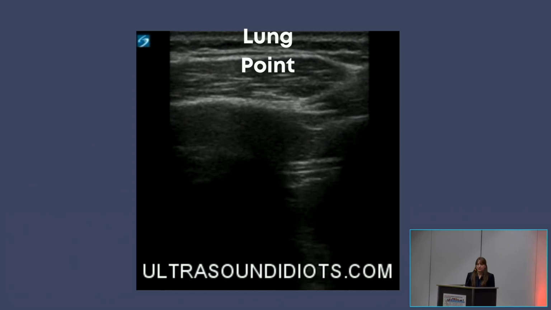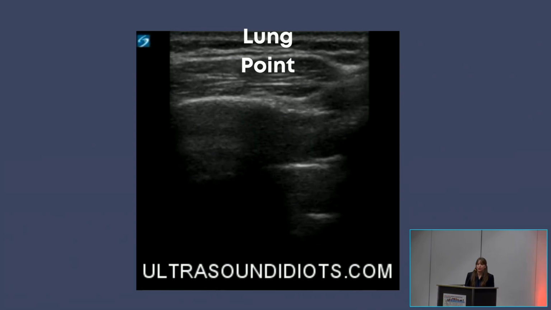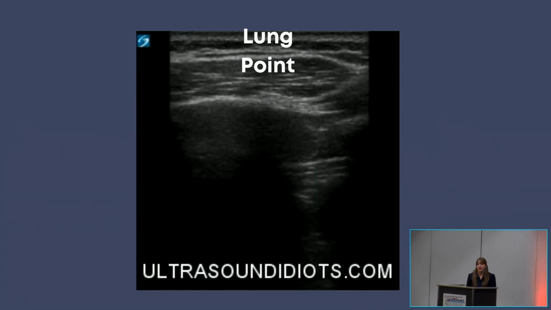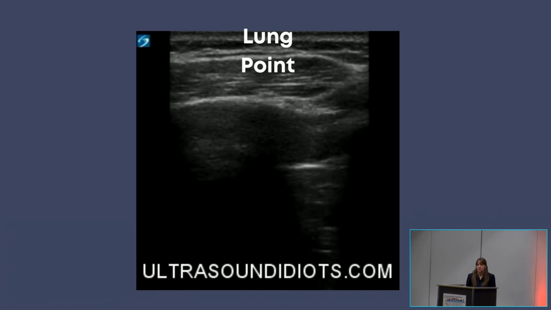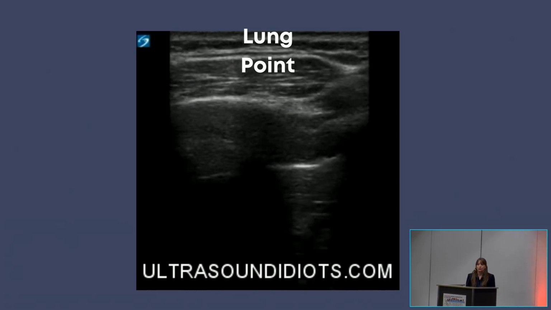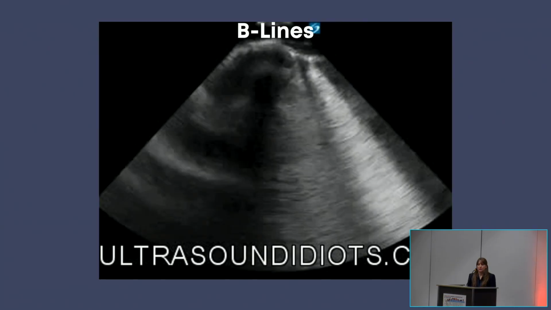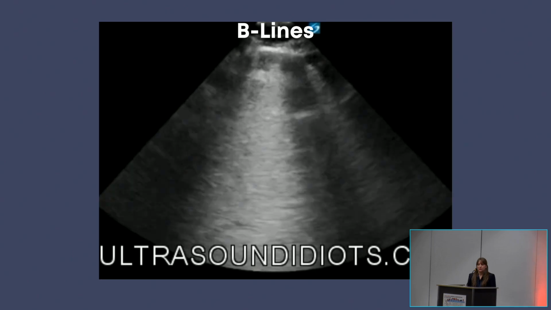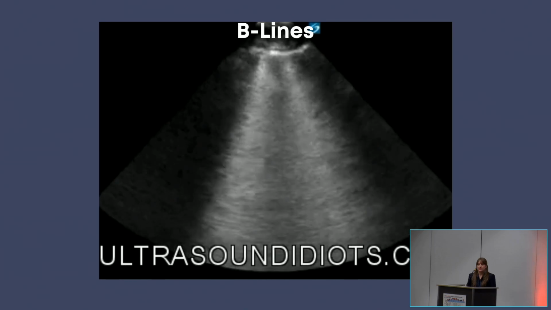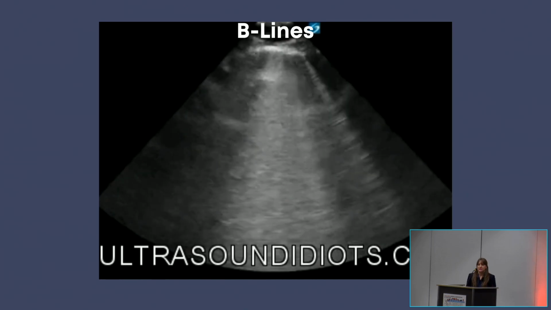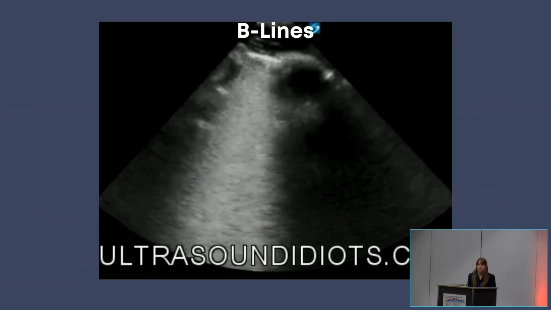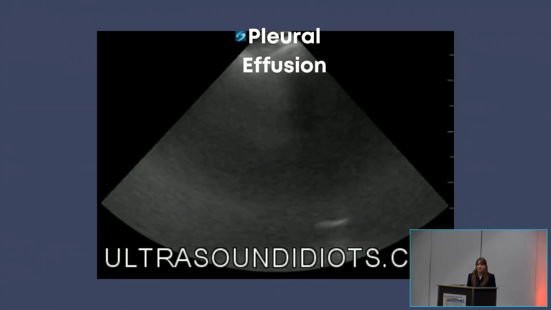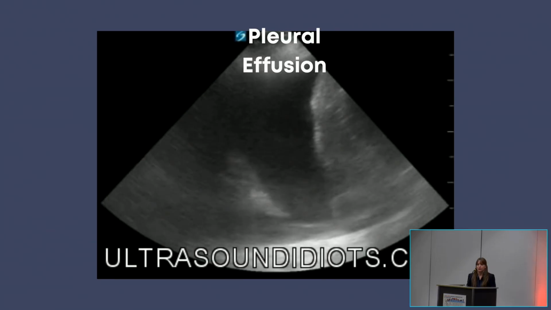And this is just an example of a lung point. If you suspect someone has a pneumothorax and you see an area of absent lung sliding, of course you want to go and find the lung point, because that's very specific for pneumothorax. And of course, a really nice example of some B lines. I don't think we'll see any of these today on our models, but just something to have in mind. And hopefully we won't find a pleural effusion either.